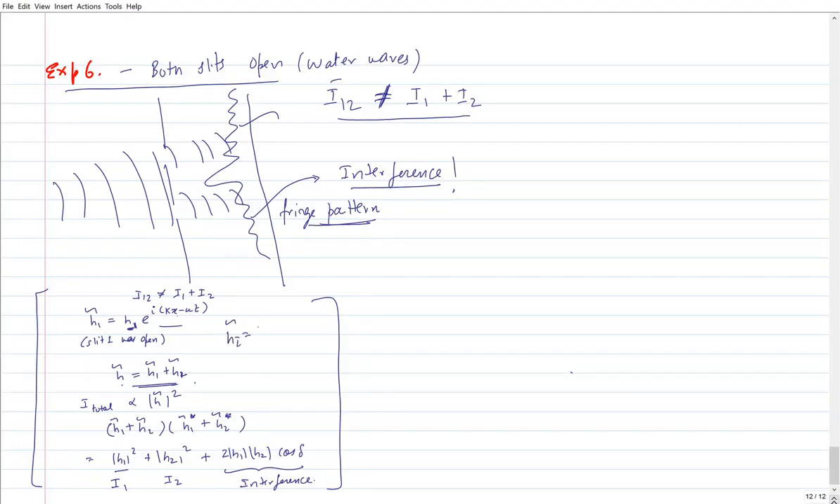H2 was the amplitude, plus some path length, and we added the two waves, and we were able to get an interference term.